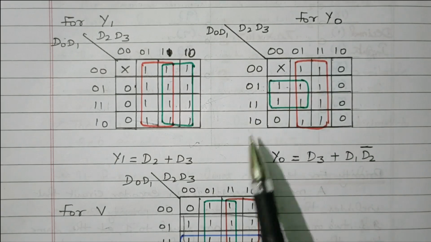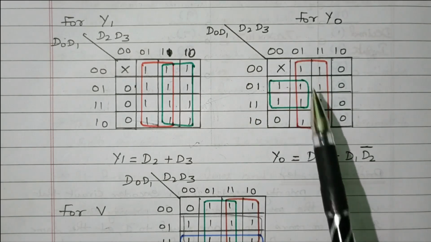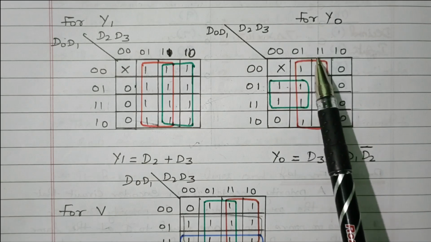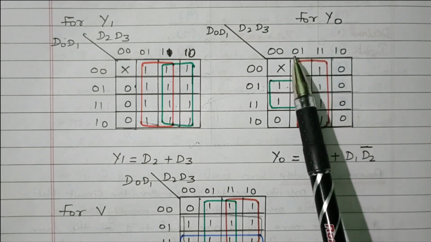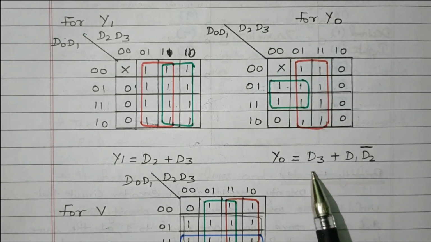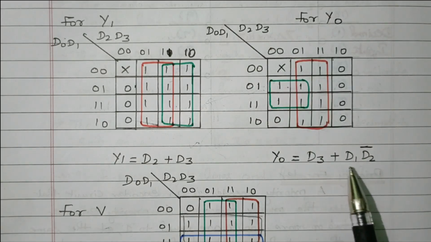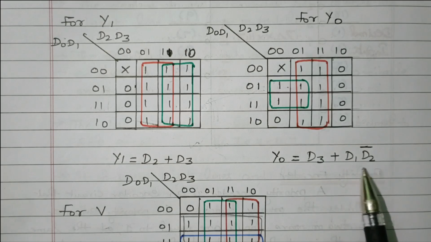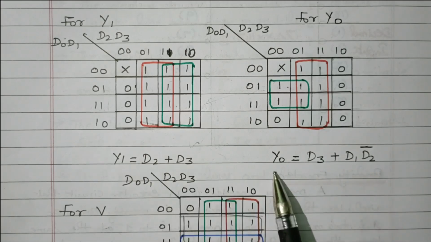0, 1 cancelled by 1, 0. So the second column and third column we have to refer. 0, 1, 1, 1. This 0 and 1 will be cancelled. Only this 1 is there. This 1 means D3. So Y0 is D3 plus D1 D2 dash. Right. So we got the expression for Y1 and Y0.